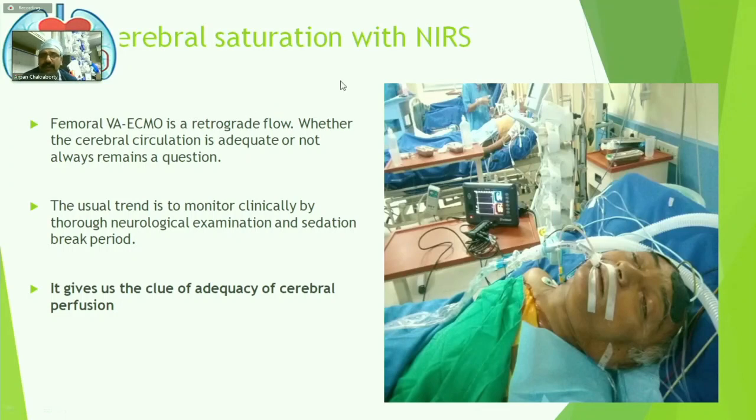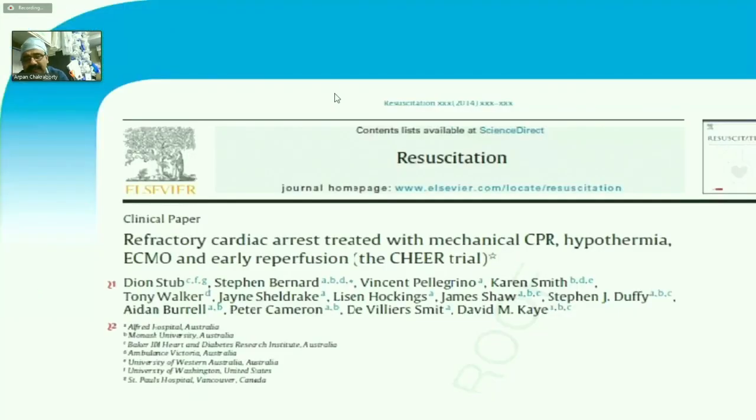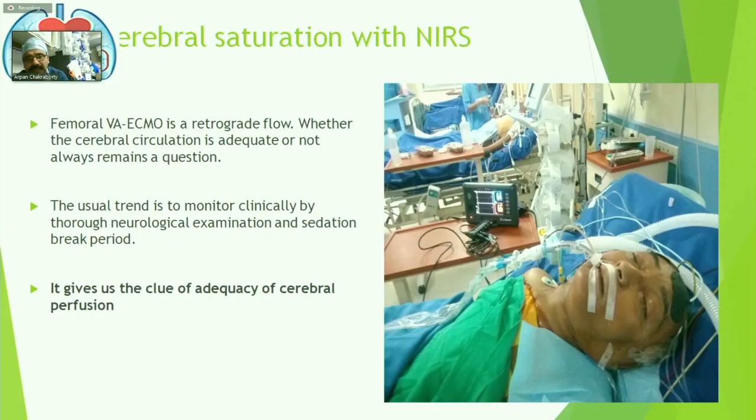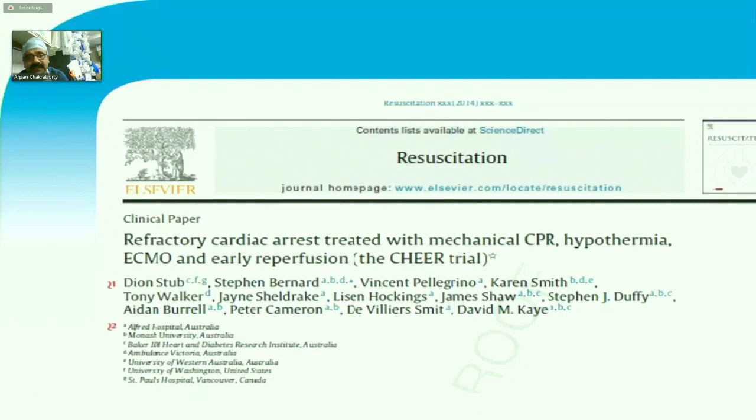So it has gone to the coronaries, it has given adequate flow, that's fine. But when the heart starts ejecting, then you have a problem. So then you need to monitor the cerebral perfusion, and you can see if the patient is getting awake, that's well and fine. If not, you can measure with the NIRS how the brain is functioning.